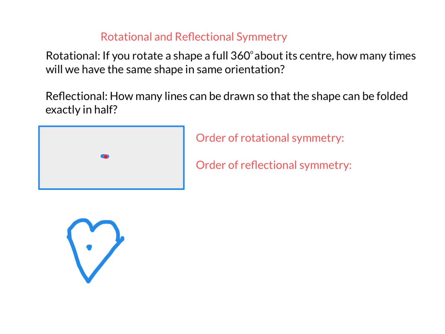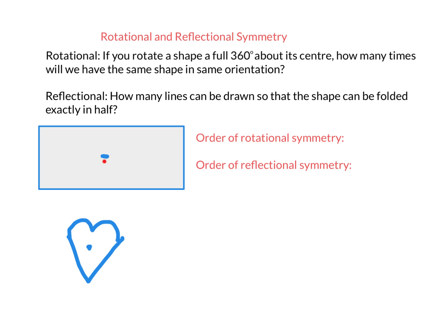So this is its center. Can you rotate this shape about its center and get the same shape? Well, it turns out for any shape, if you rotate it 360 degrees about its center, you get the exact same shape. So every single shape has order of rotational symmetry at least one. The order of rotational symmetry is how many times we will have the shape in the same orientation. So every shape has rotational symmetry at least one, but some shapes have more than one.